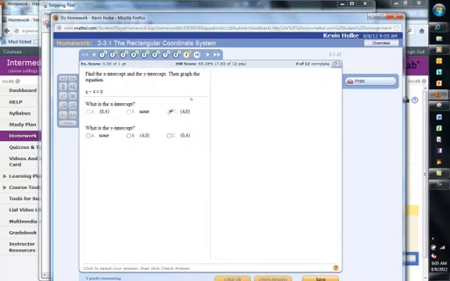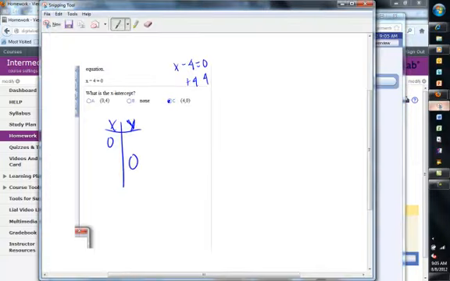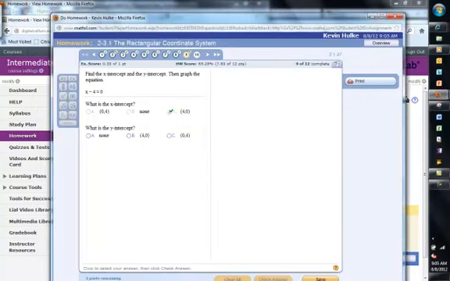Then the y-intercept means that x is 0. What's y? 0 minus 4 equals y. -4 equals 0. If you get something that's not true, then there is no intercept. So we would say none for this one.